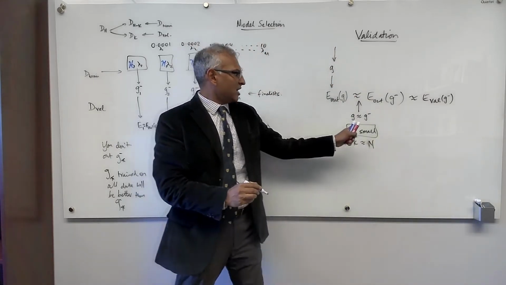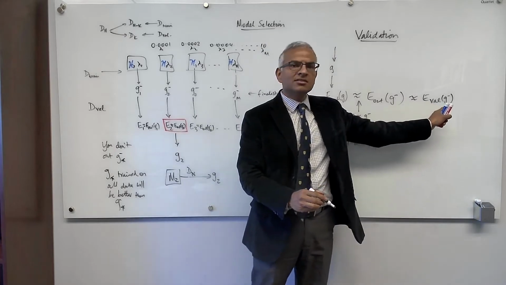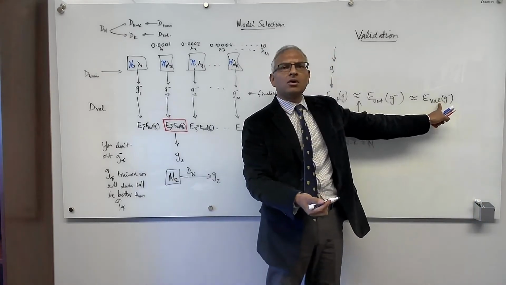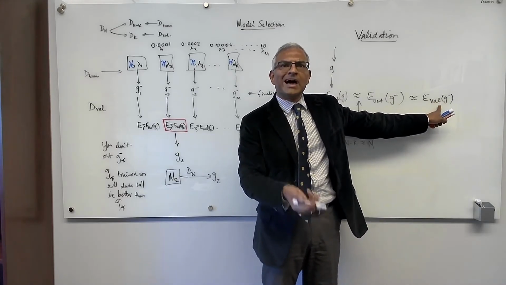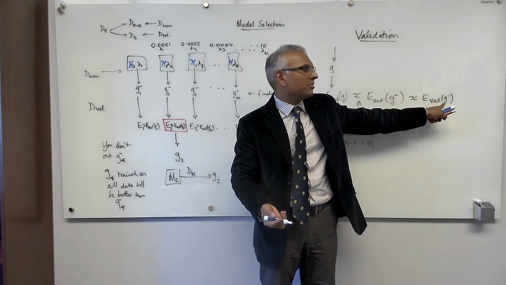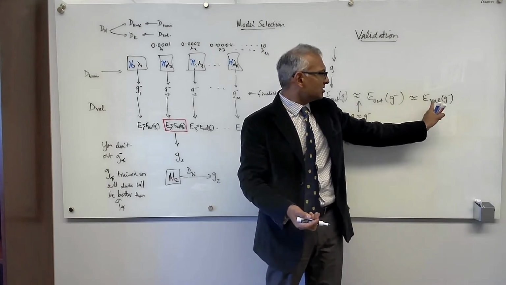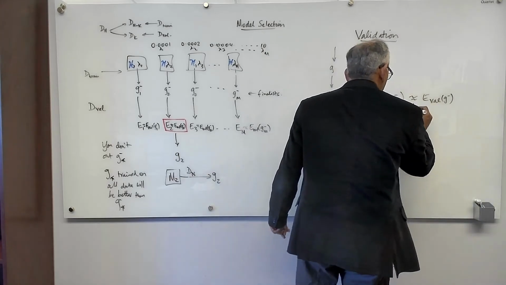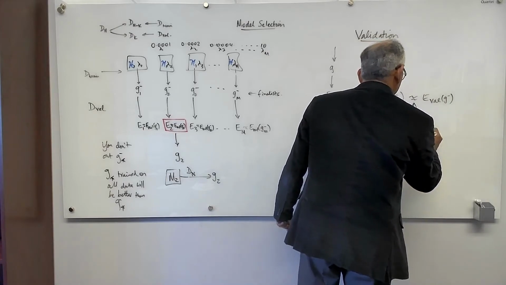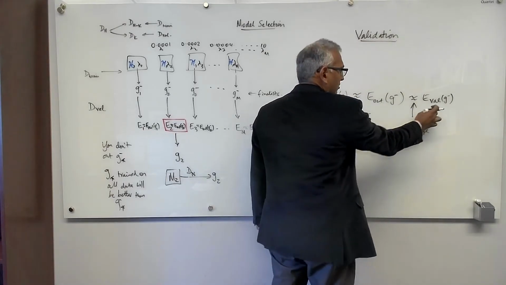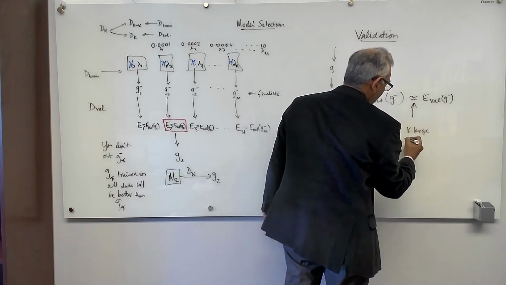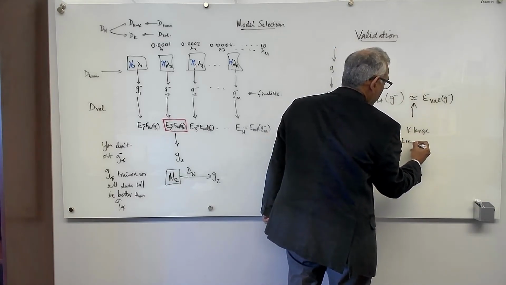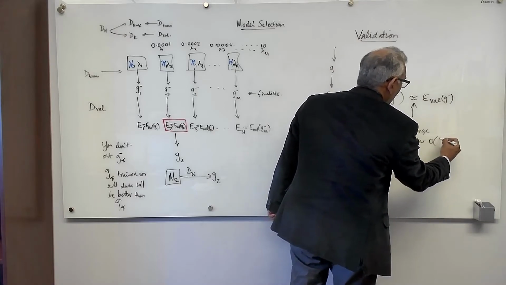But if K is small, then your validation set is a small number of data points, and so the error bar on this validation error will be large, of order 1 over root K. So to get this equality tight, we would like to choose K large, because the error bar on E val being close to E out of g minus is of order 1 over root K.